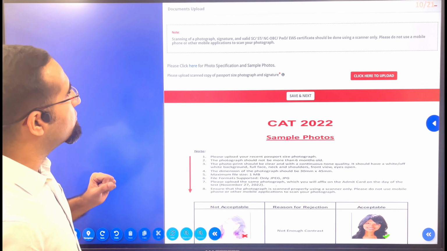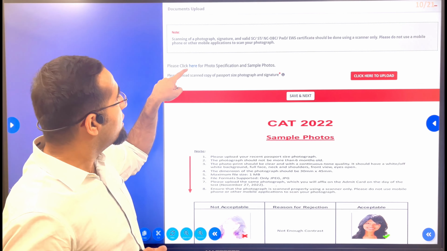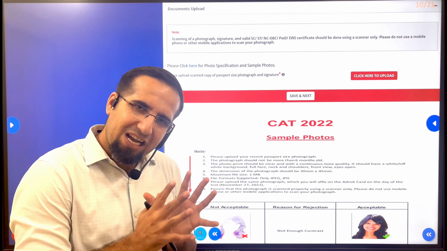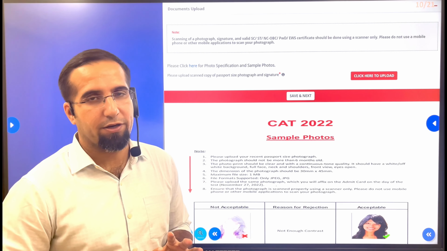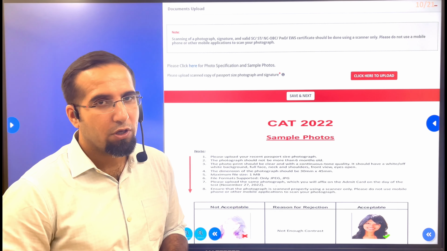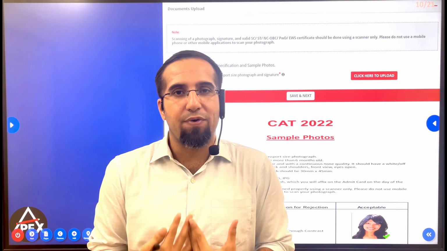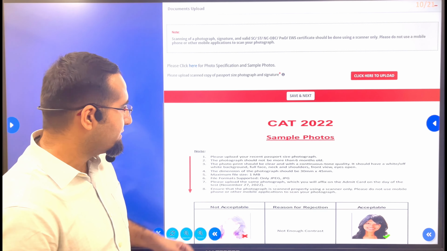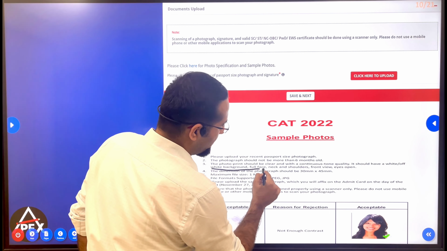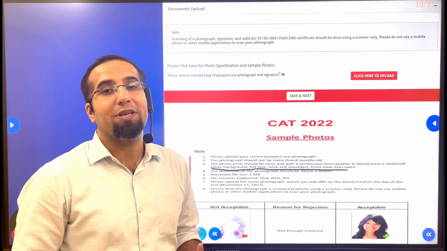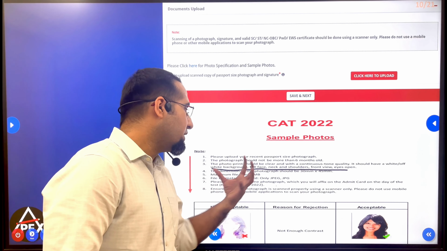Now the next part is, how do I upload the photograph? Before uploading, when you click here for photo specification and samples, you will see a PDF that clearly states what kind of photograph you need. To sum it up, you need a plain photograph with a white or off-white background, with full face, neck, shoulders, front view and eyes open. You cannot stand tilted. A front view is very important.